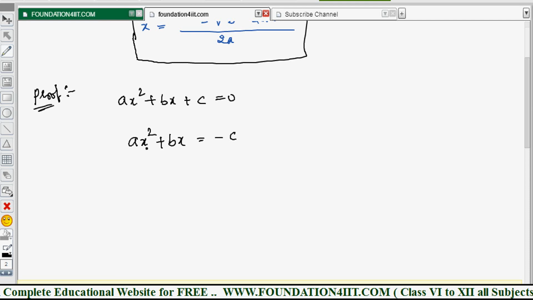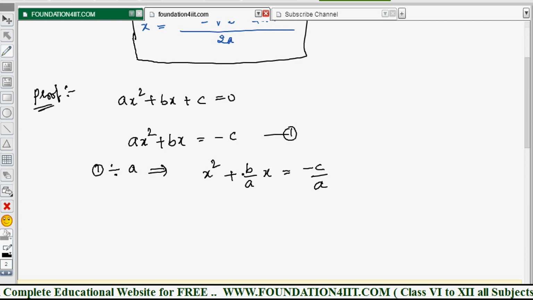Right? Now x square should be alone. The x square coefficient is a, so divide the whole equation by a. This is equation 1. If we divide equation 1 by a, then it becomes x square, because ax square by a is x square, plus bx by a, that is b by a x, is equal to minus c by a.